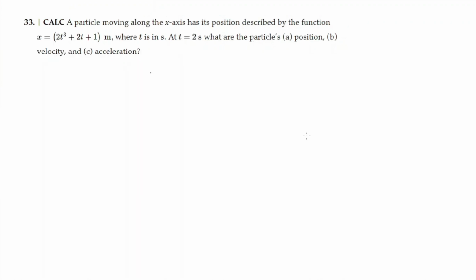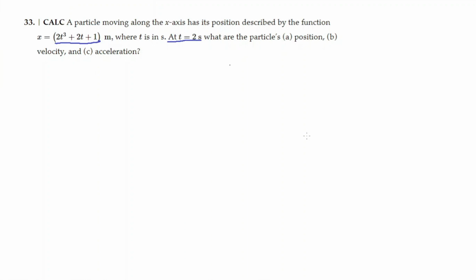Alright, so let's take a look at number 33. A particle is moving along the x-axis and has a position described by the function 2t cubed plus 2t plus 1, where t is in seconds. At t equals 2 seconds, what are the particle's position, velocity, and acceleration?